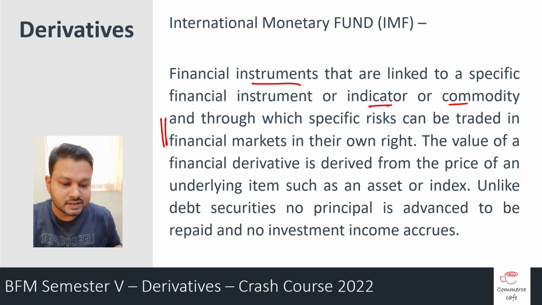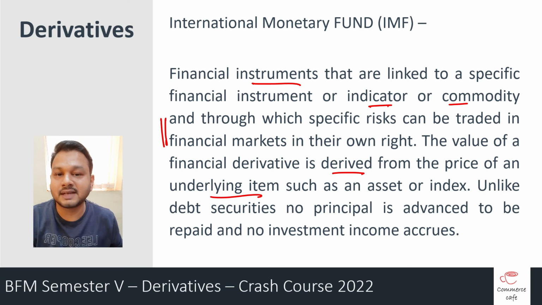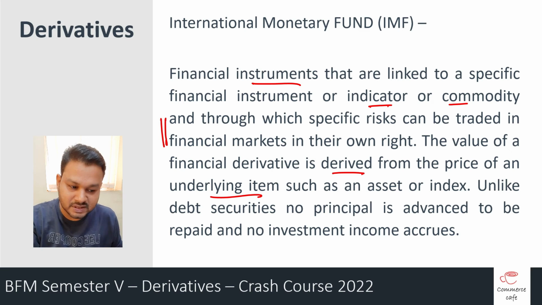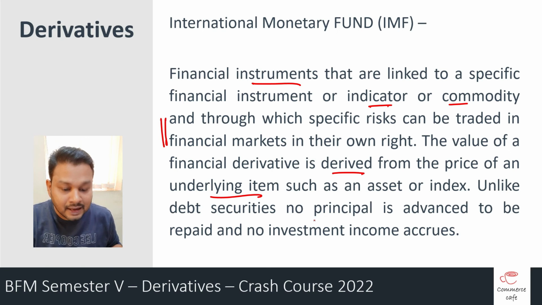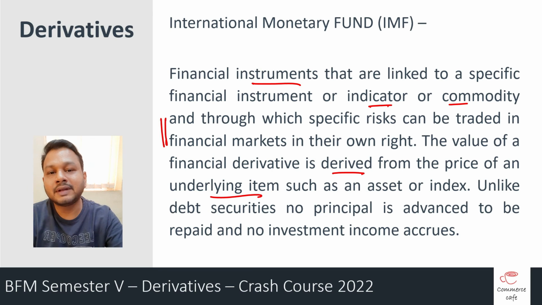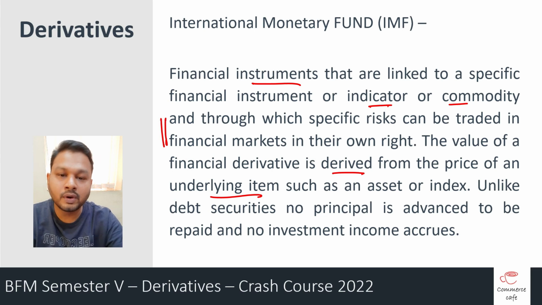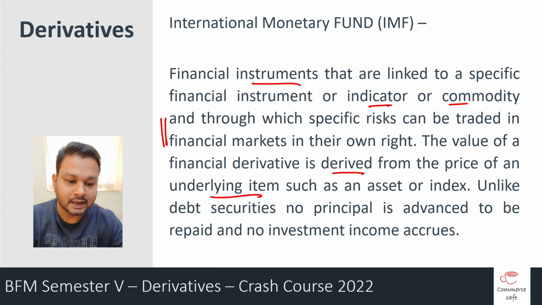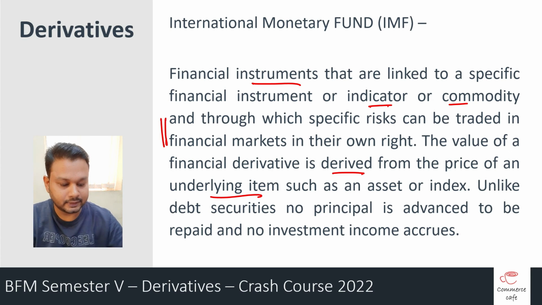The value of a financial derivative is derived from the price of an underlying item, such as an asset or an index. So basically it's saying the same thing. Unlike debt securities, no principal is advanced to be repaid and no investment accrues. So if you want to earn money through investments, you have to first give out the money, make an investment, that is the principal, and then on that you generate a return. If you give out a loan, then you get interest on that. Derivatives are not like that.